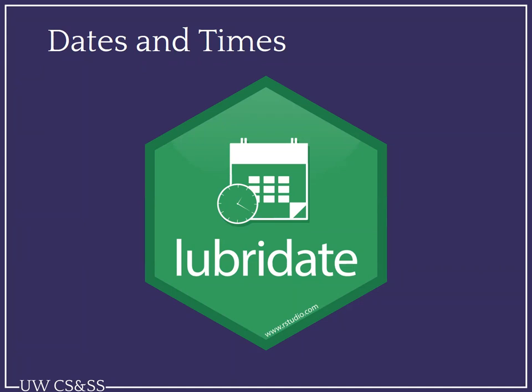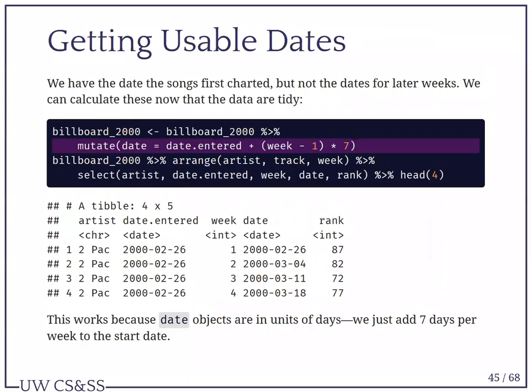So the Lubridate package makes it really easy to work with dates and times. Prior to Lubridate, when we were in the dark ages, it was really a hassle to deal with dates and times in R. So I'm really excited to talk about Lubridate. It allows us to get usable dates. So we have the date the song first charted, but not the dates for later weeks. But we can calculate those now since the data are really tidy.